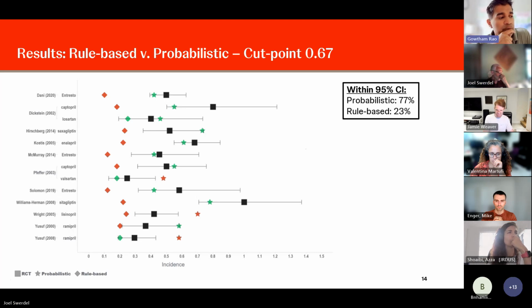Joel, did you compare the people that were identified with the probabilistic model but were not identified by the rule-based model, and see if they truly are cases?